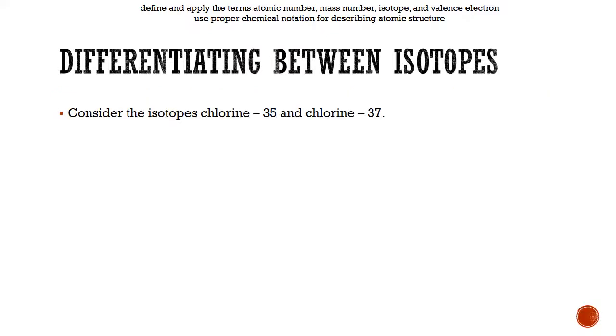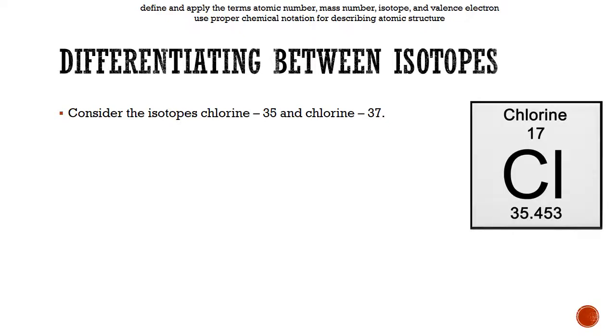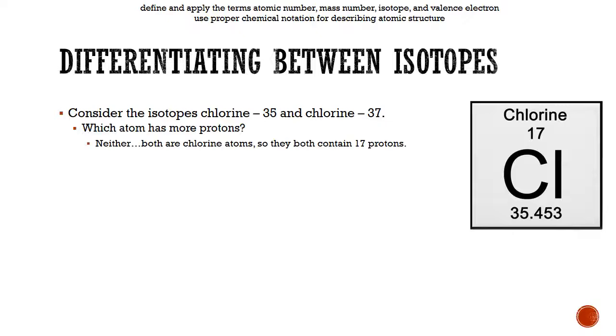Let's consider two isotopes of chlorine, chlorine-35 and chlorine-37. So here's a picture of what we might see on the periodic table for chlorine. Which atom has more protons, the chlorine-35 or the chlorine-37? Well, it's neither of them because they're both chlorine atoms, so they both have 17 protons. That's the atomic number of chlorine. Every chlorine atom will have 17 protons.